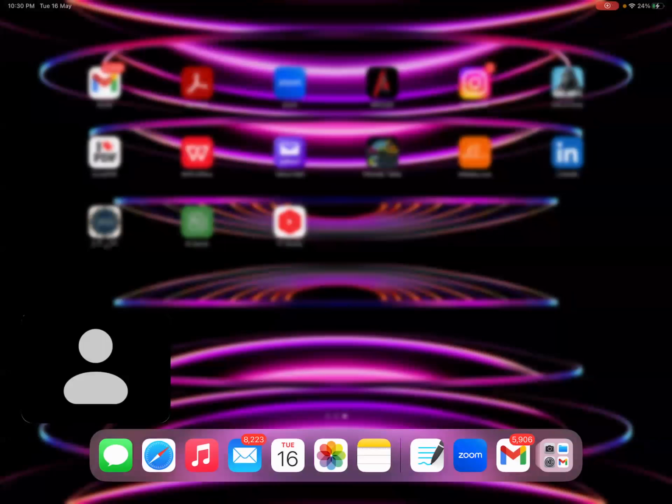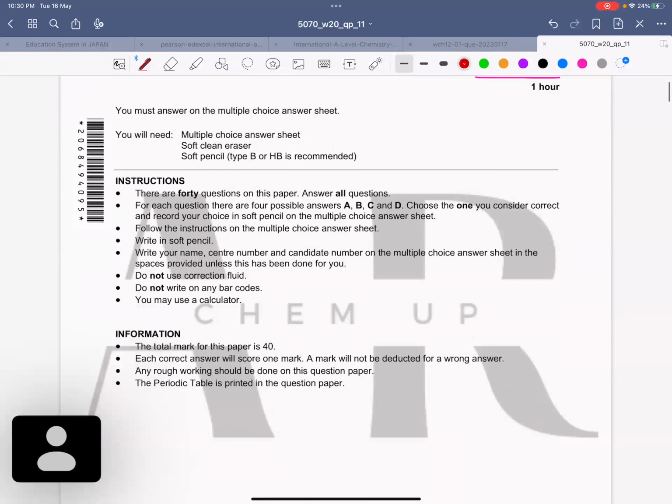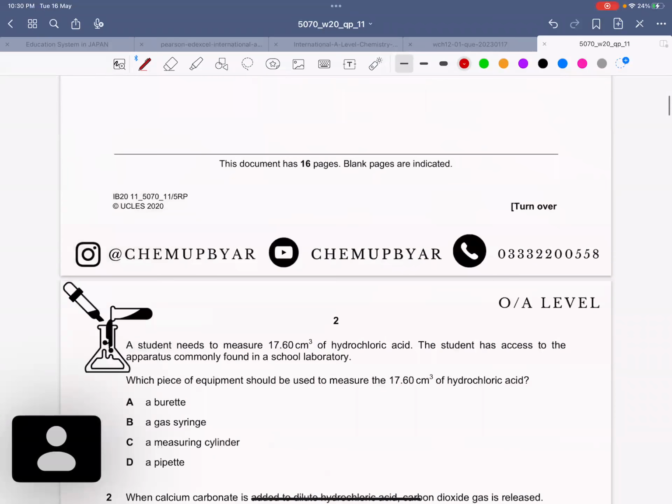Okay, so let's start. Today we are going to attempt the October-November 2022 paper 1-1. Let's start with question number 1.